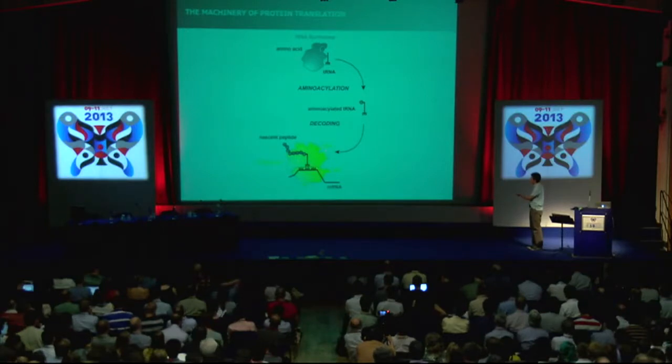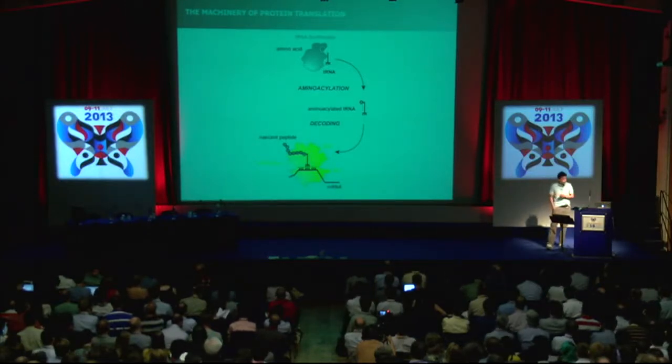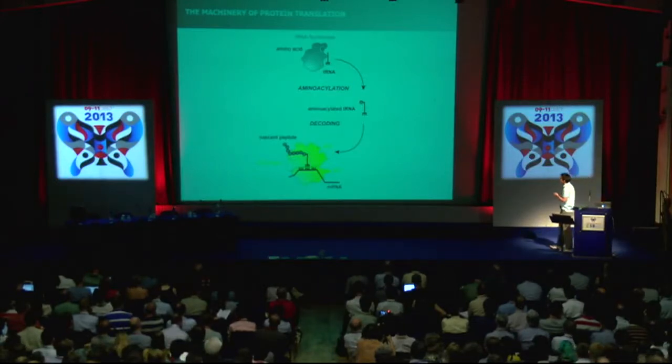And then subsequent translocation resets the system and basically allows you to polymerize a sequence of amino acids, which is encoded in the sequence of codons that are transited through the ribosome on the mRNA. And so if we want to reprogram translation to put new amino acids into proteins, there are really at least two things we need to do.